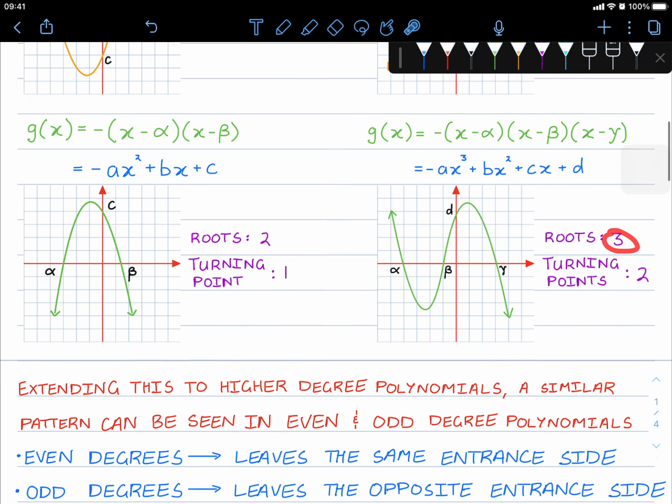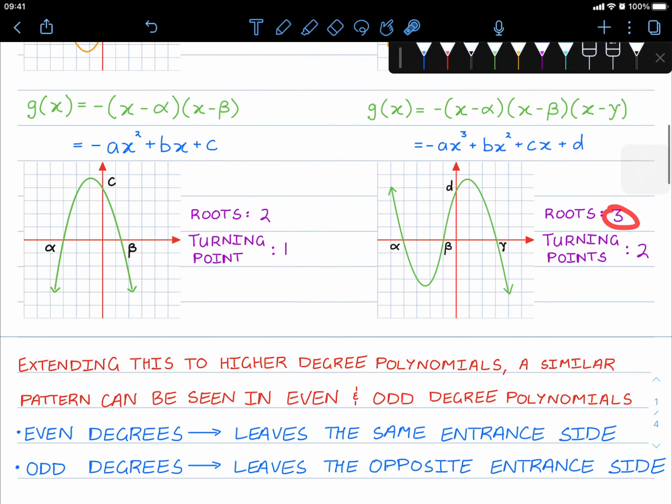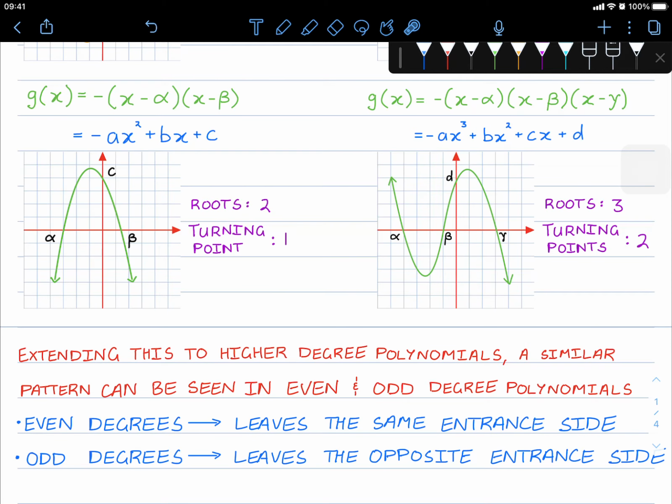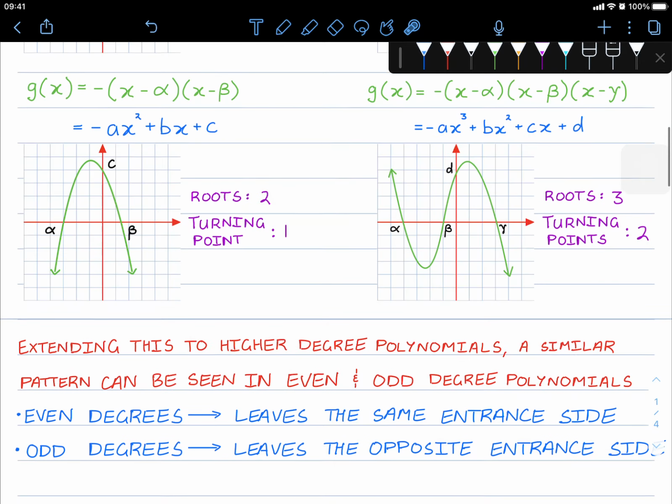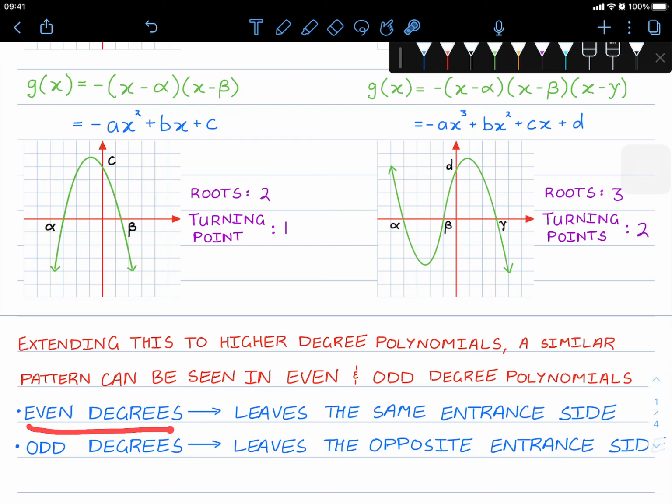Now, we're going to extend this to higher degree polynomials, and you'll find that a similar pattern can be found in even and odd degree polynomials. For even degree polynomials, where it leaves, it's starting on the same side. So if it starts here, it'll end on the same side. For odd degree polynomials, it'll start here and end on the opposite side.